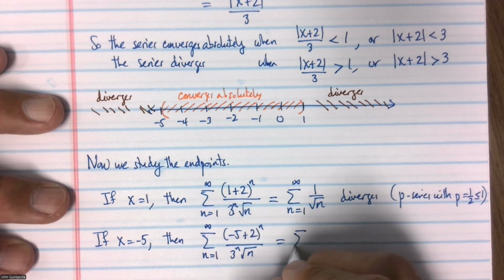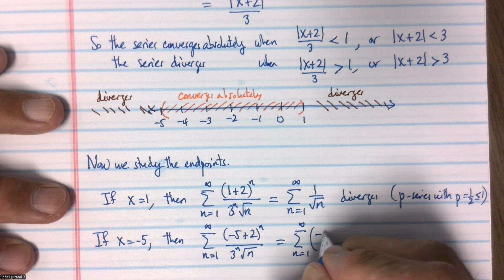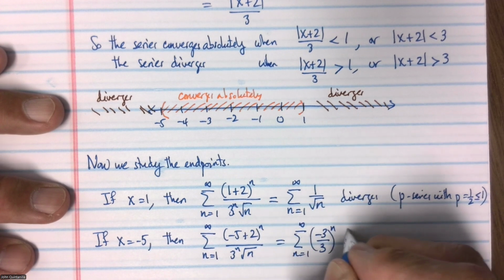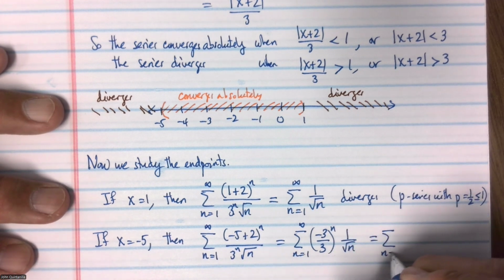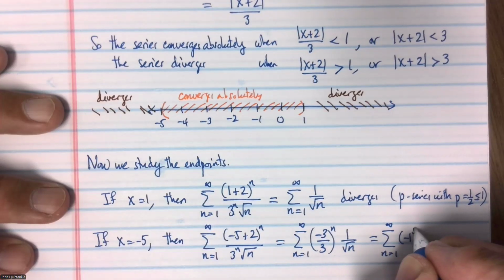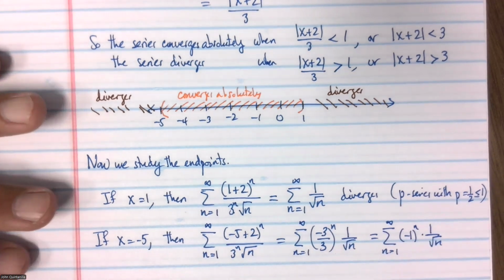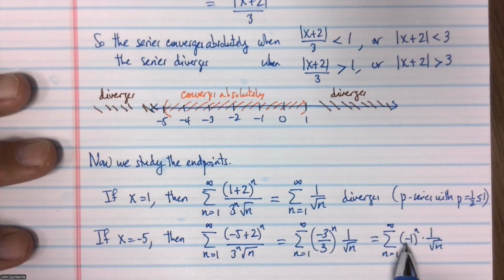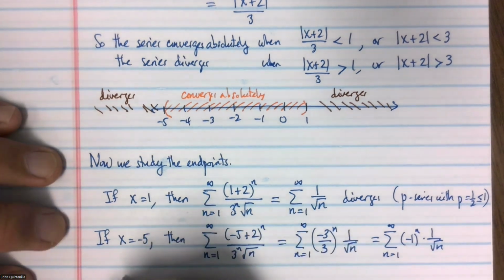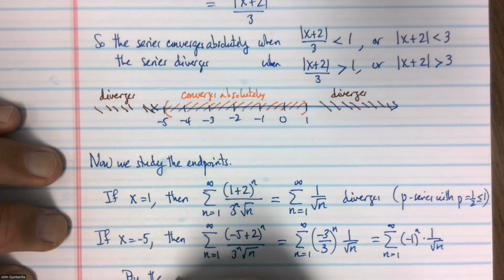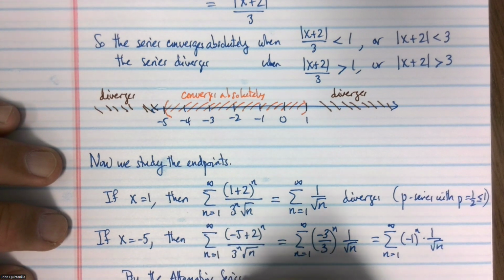That's equal to summation n equals 1 to infinity of (-3) to the n over 3 to the n times 1 over square root of n. And that is equal to summation n equals 1 to infinity of (-1) to the n times 1 over square root of n. Okay, now I see the alternating (-1) to the n, so that automatically tips me off that I may want to use the alternating series test, and indeed that's going to be helpful here. So by the alternating series test, this converges.